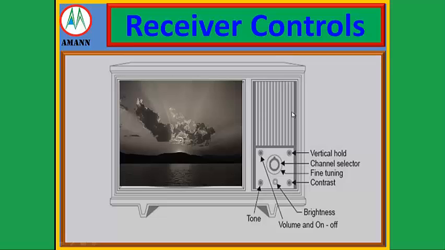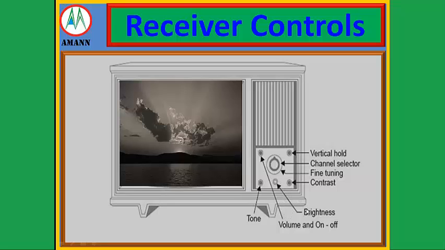This is the front view of a monochrome television. So this is the screen. That is a part of the picture tube. Then we have the tone. Then the volume and off. So this is the volume control, to which the switch to turn off or turn on the supply is connected.